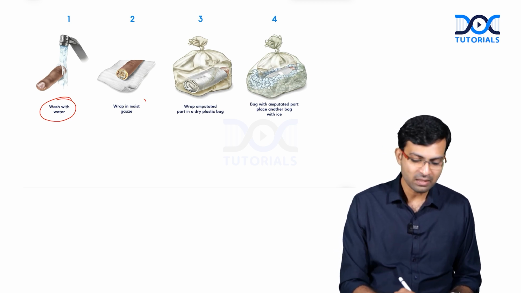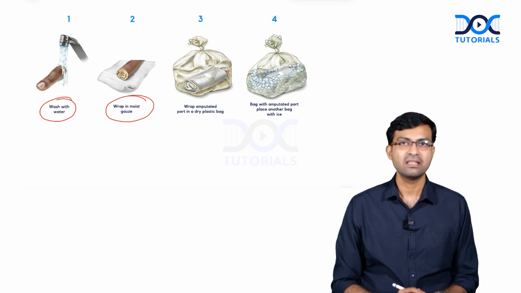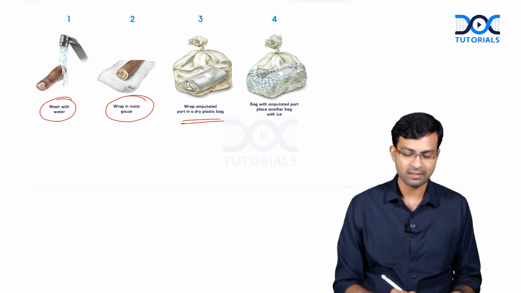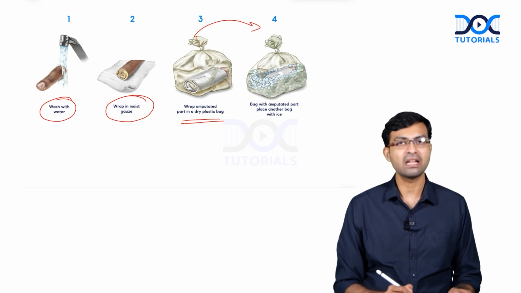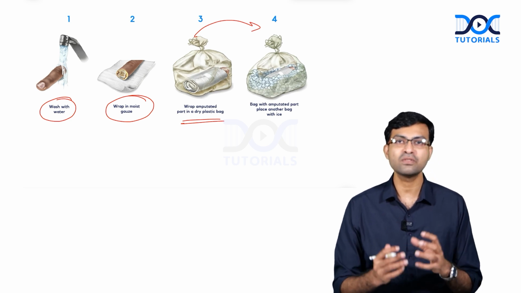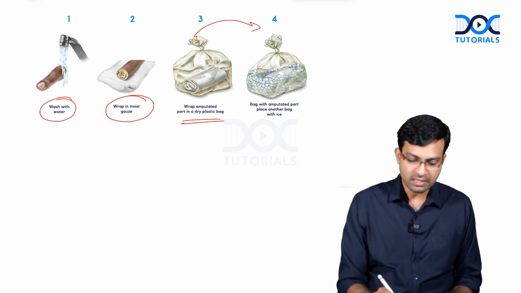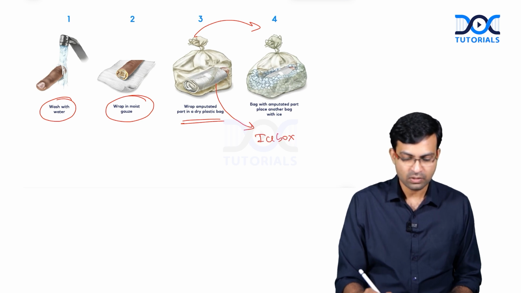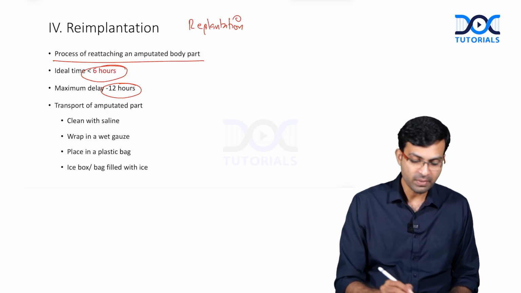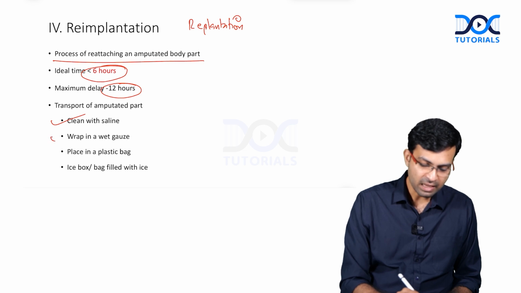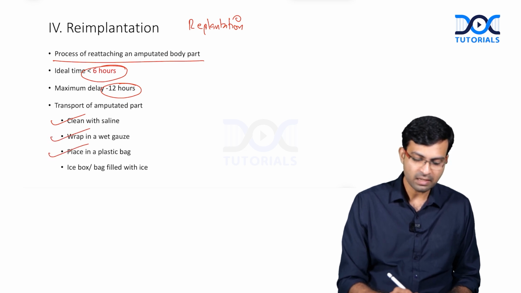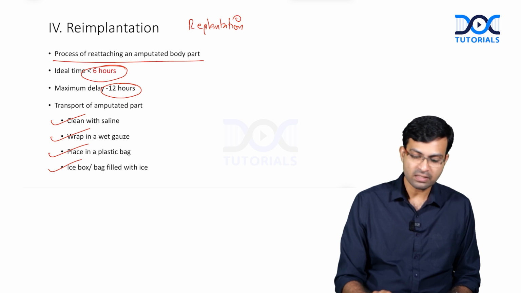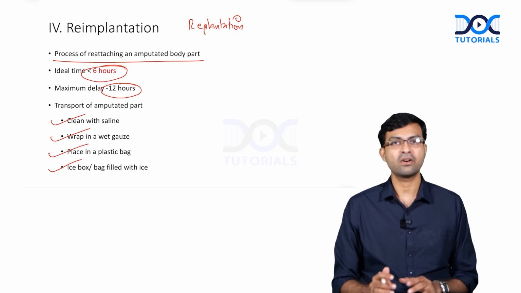Then you wrap the whole limb in moist gauze. Then you put the whole thing inside a plastic cover like this. Then you put this plastic cover in another plastic cover which is full of ice. Otherwise, you can put this plastic bag inside an ice box. So these are the options. So remember, clean with saline, wrap in a wet gauze, place it in a plastic bag, place it inside an ice box or a bag filled with ice. Then you ask the patient to transport it to a nearby hospital.